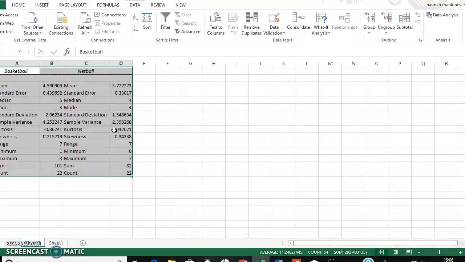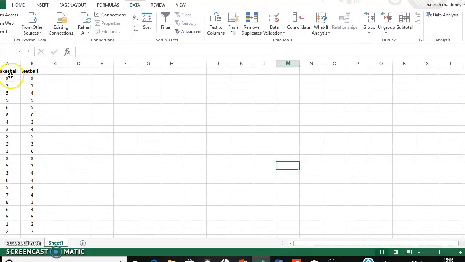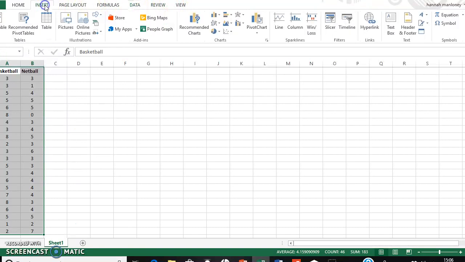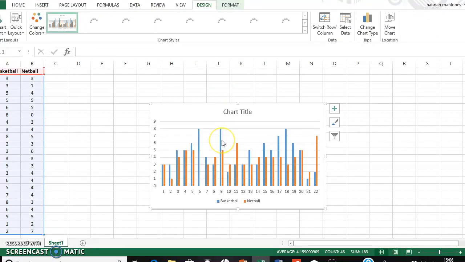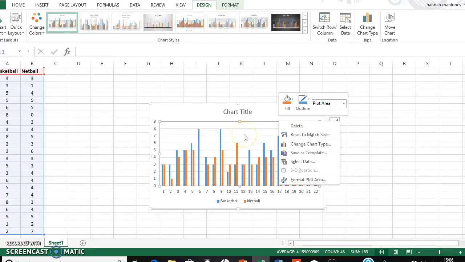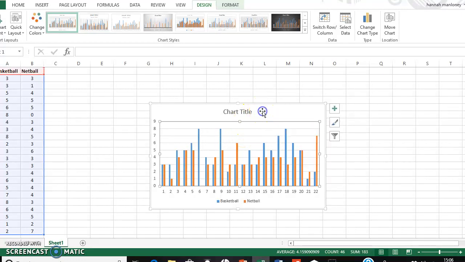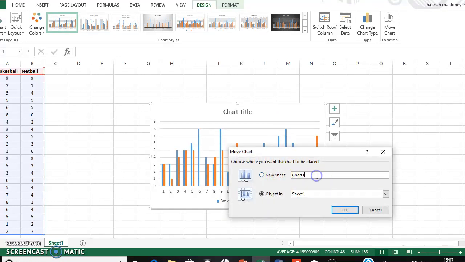To display this better, I'm going to put it into a bar chart. So I'm going to go back to my original data and then highlight it all. Insert, bar chart. So I'm just going to put this onto a new sheet. Call it bar chart just so I know which one it is.